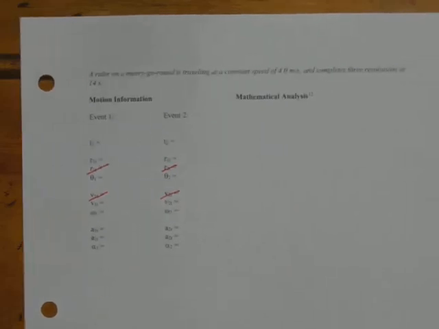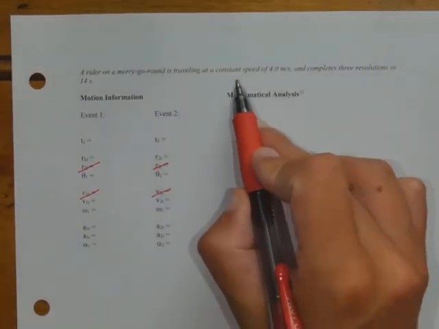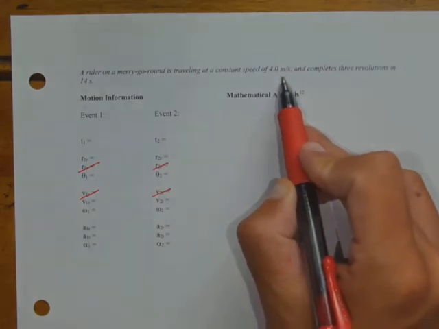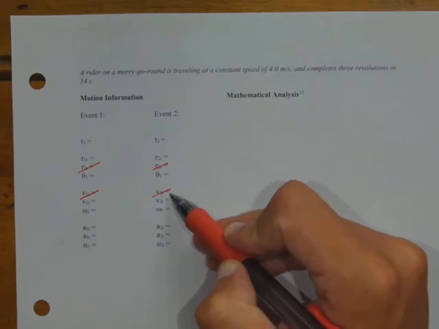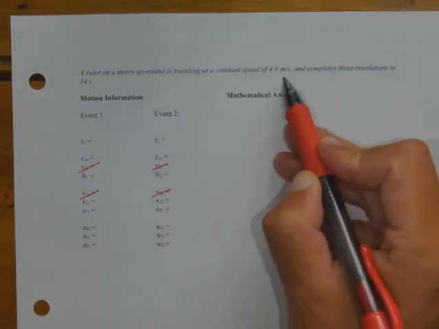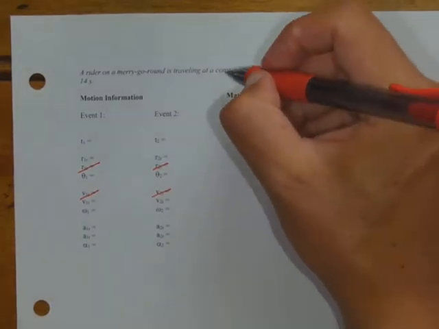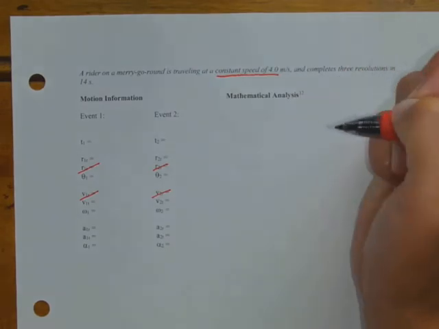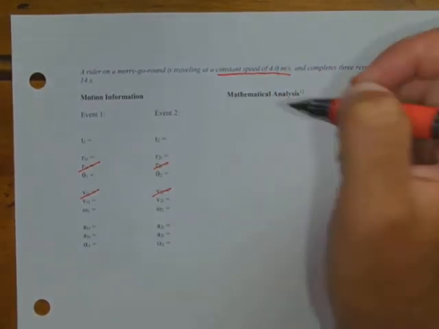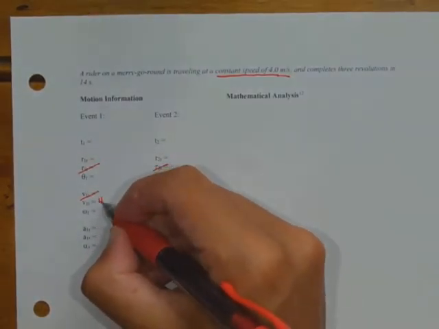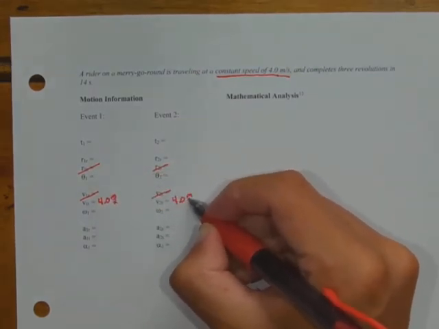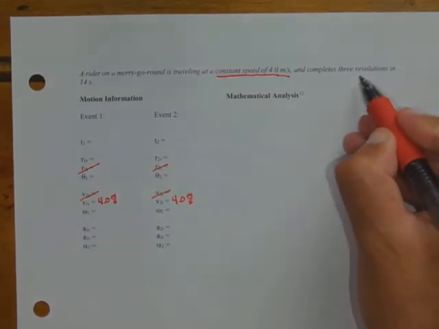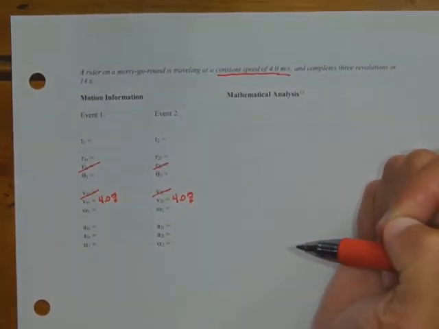Now we're going to read through the problem again. The rider on the merry-go-round is traveling at a constant speed of 4 meters per second. I know this is tangential speed because the radial component is 0, and I know it's speed and not the angular speed because of the units, which are meters per second. It's a constant speed, so that means it is the speed at t1 and also at t2.